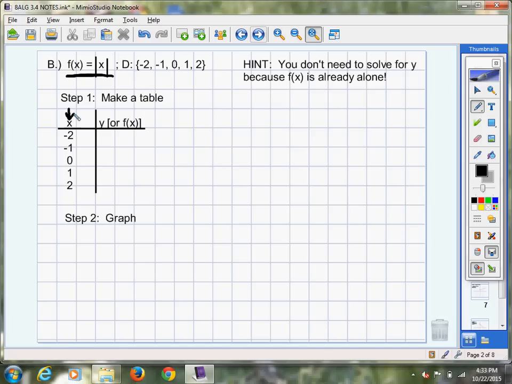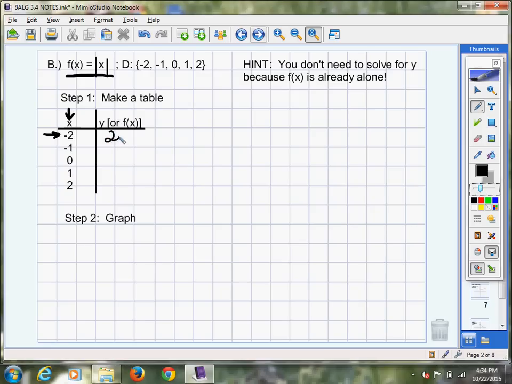So we're going to take the first point, -2, and we're going to do the absolute value of -2. What's the absolute value of -2? I'm sure you're screaming at me going, it's +2. And you would be right. So we're going to put +2 right there beside -2.